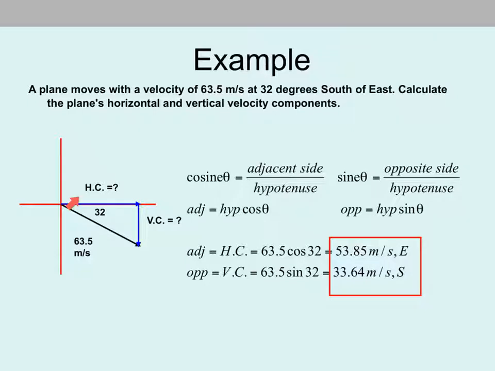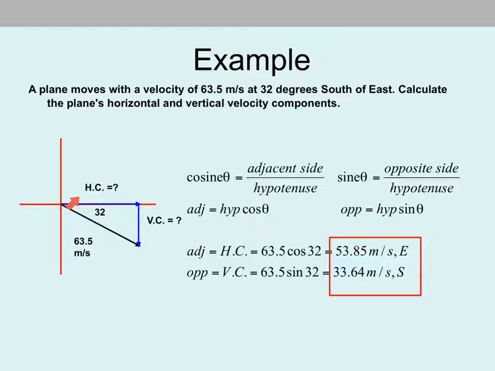Now what we notice is that the plane moves 63.5 meters per second, and it's at an angle of 32 degrees south of east. We want to calculate the horizontal and the vertical components. We have these formulas that we had from slide number 2, and we're going to rework these. Because we're looking to find the horizontal and vertical components, we readjust: our adjacent will equal our hypotenuse times the cosine, which gives us this area right here, and the opposite will equal the hypotenuse times the sine, which gives us this area right here.